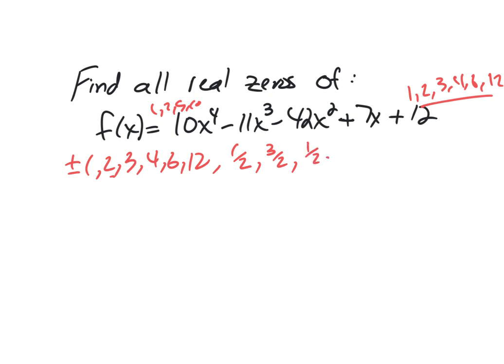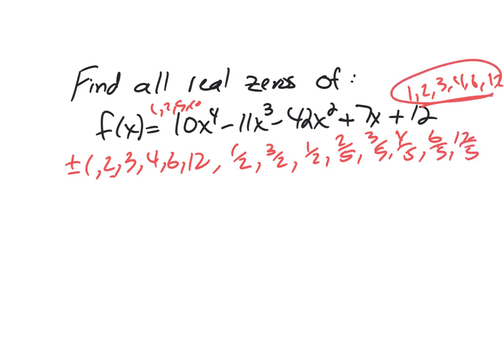Put them over 5: 1 over 5, 2 over 5, 3 over 5, 4 over 5. This is quite a list. 6 over 5, 12 over 5. And again, all I'm doing is putting the factors of the last number over the factors of the leading number. I've got to do one more thing.